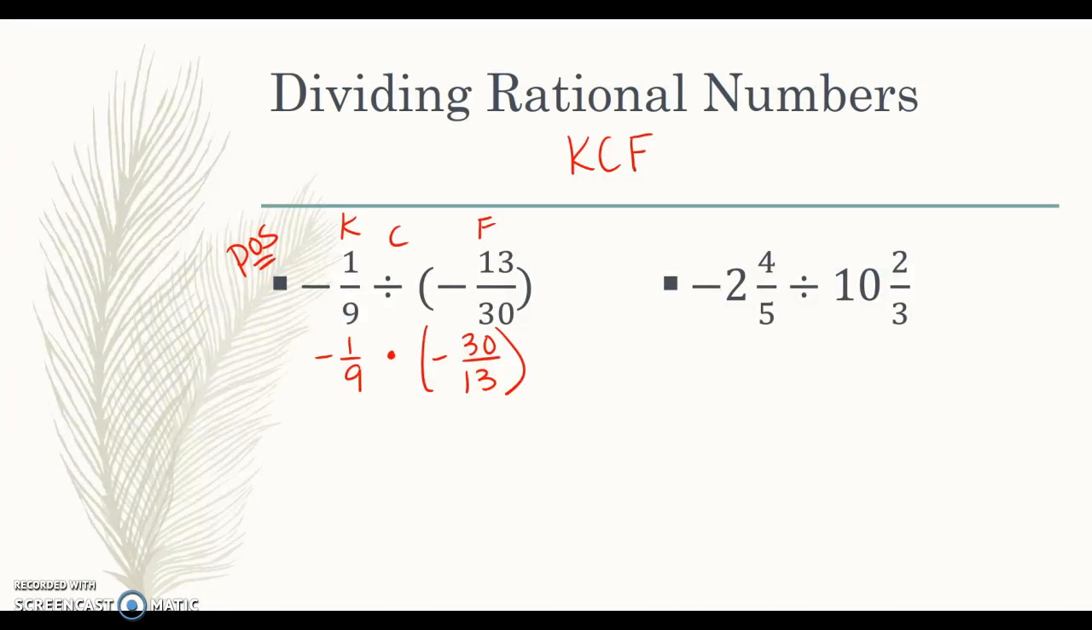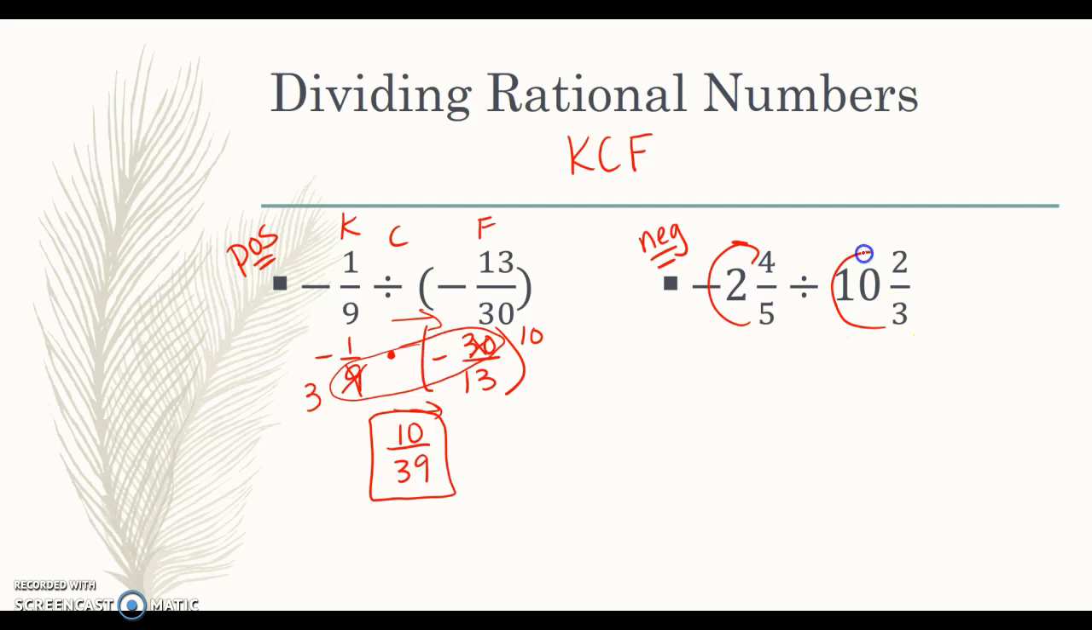So then we're going to look to see, can we do any cross canceling? With 1 and 13, no, but with 9 and 30, we can. We can actually divide them both by 3. So 9 becomes a 3, 30 becomes a 10. So when we multiply straight across, we get 10 over 39, and it is positive. Our last problem says we've got 2 mixed numbers, negative 2 and 4/5, and 10 and 2/3. So we've got a positive divided by a negative. This is going to be a negative answer at the end.